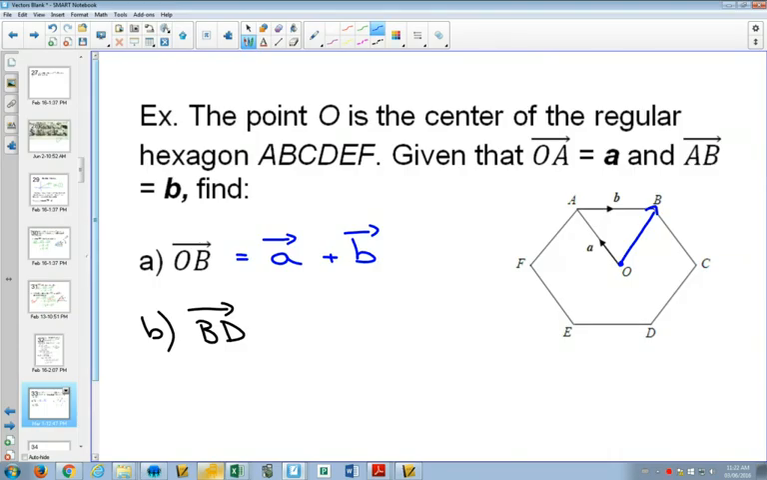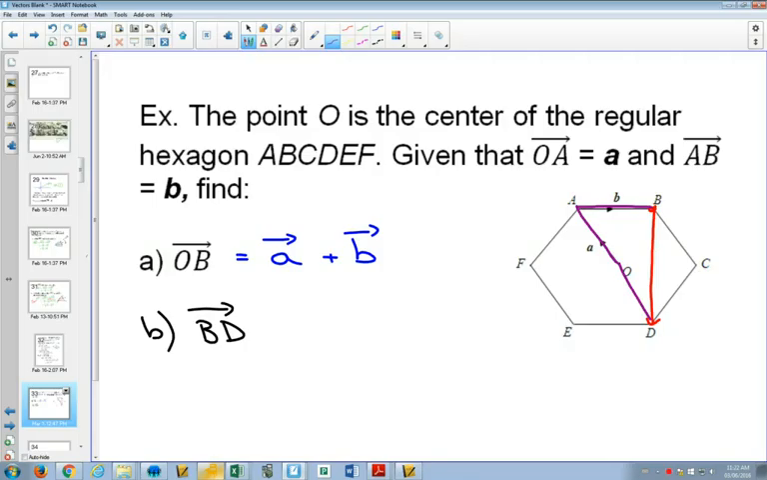Part B says, what would it look like to go from B to D? So now I'm interested in going here down to there. Now there's a number of different paths you could choose. You could choose this purple path. Can you see that you could go negative B, negative A once, negative A again? Does that make sense as a way to go from B to D?